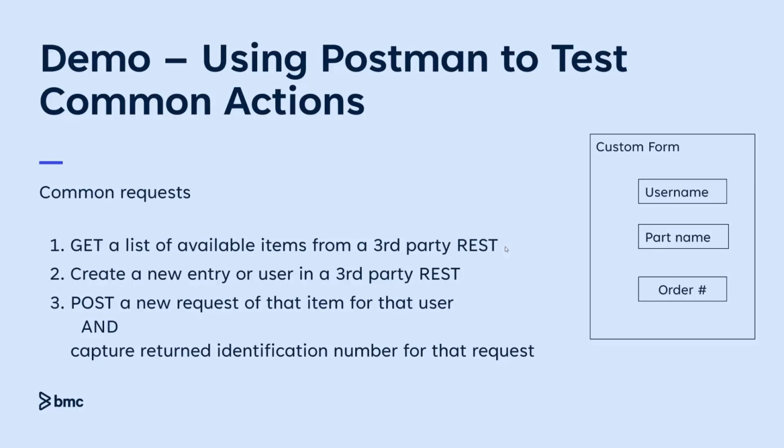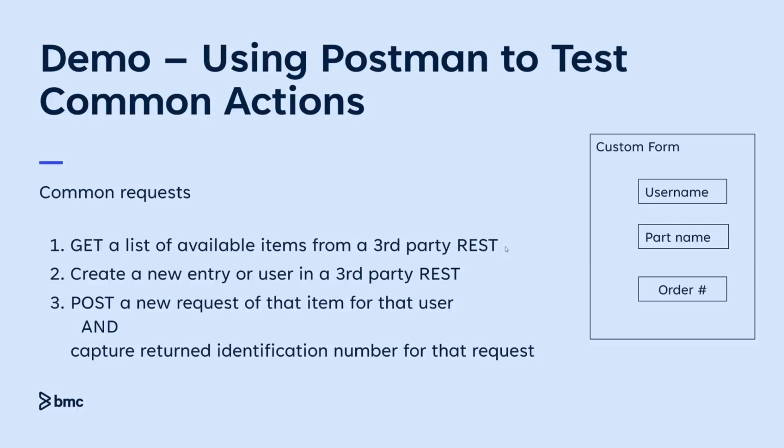My second demo is using Postman to test common actions. The demo will be covering 3 typical kinds of issues encountered as listed here. A typical example might be for the help desk team to query or get a list of items, create an order for parts through a third-party system available through a REST API, and then capture the order number.